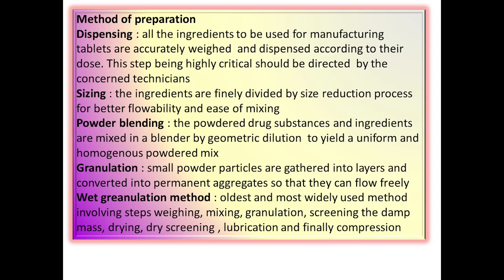Now next step is granulation. Small powdered particles are gathered together into layers and converted into permanent aggregate so that they can flow freely. So first step is dispensing, after that size reduction, after size reduction uniform mixing of active pharmaceutical ingredient with excipient, which is followed by granulation. For granulation there are different methods or techniques.